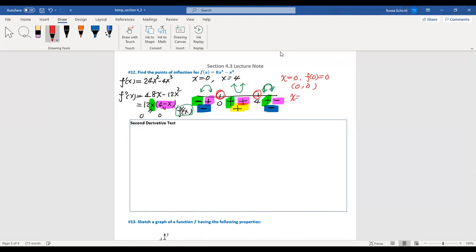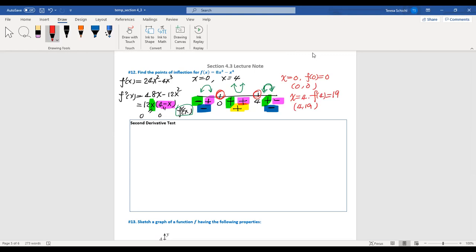Or when x equals 4, then f of 4 will give me 19. So this is (4, 19). Both of those are inflection points because, as you see here, the concavity changes, right?